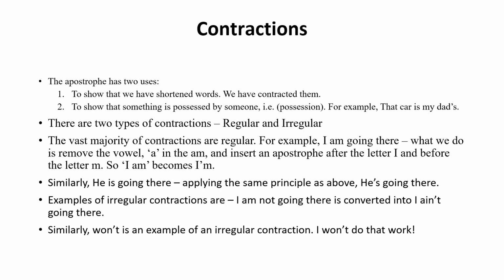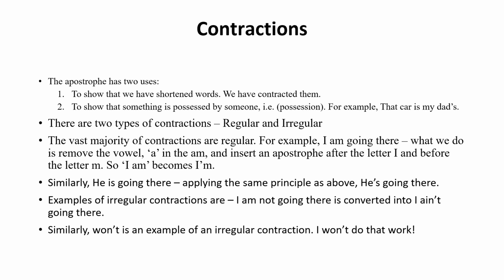Now, contractions. Here we use something called an apostrophe. It's a symbol, and it has two uses. The first use is to show that we have shortened words, that is, we have contracted them. The second one is to show that something is possessed by someone. That is possession. For example, that car is my dad's.